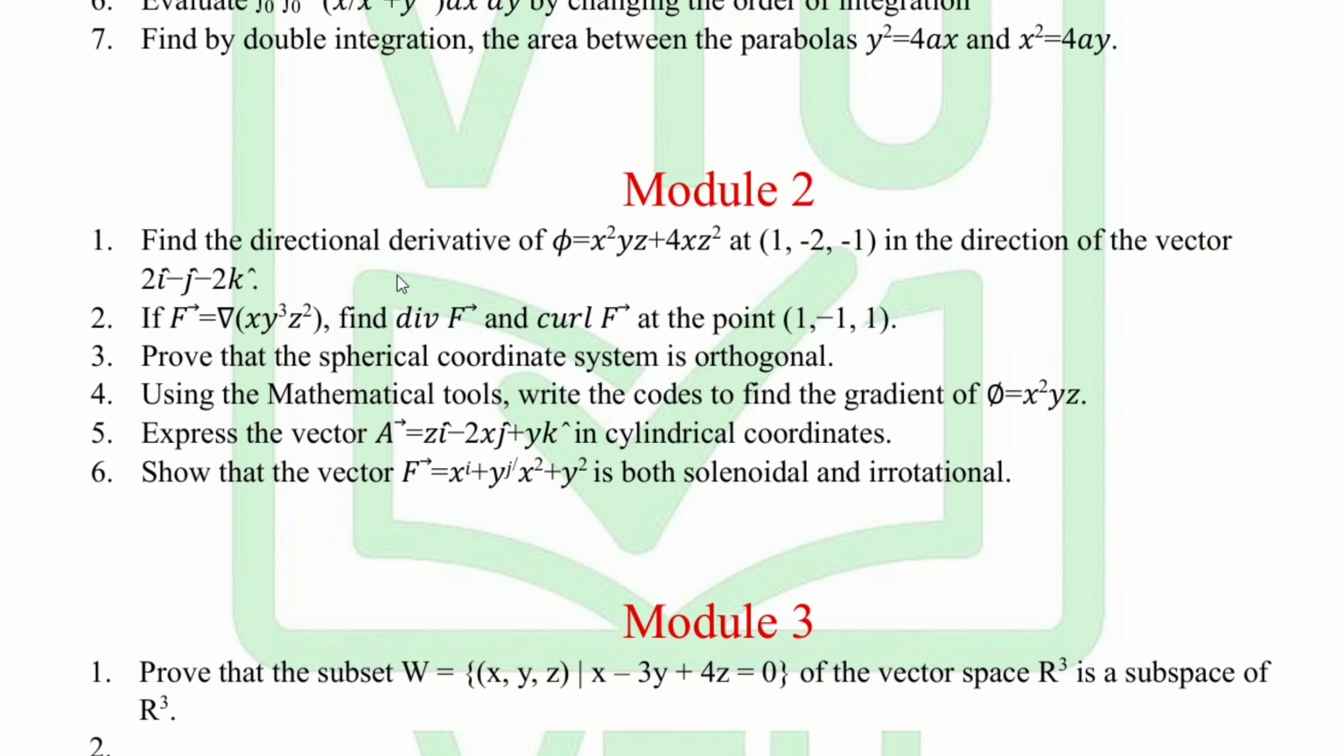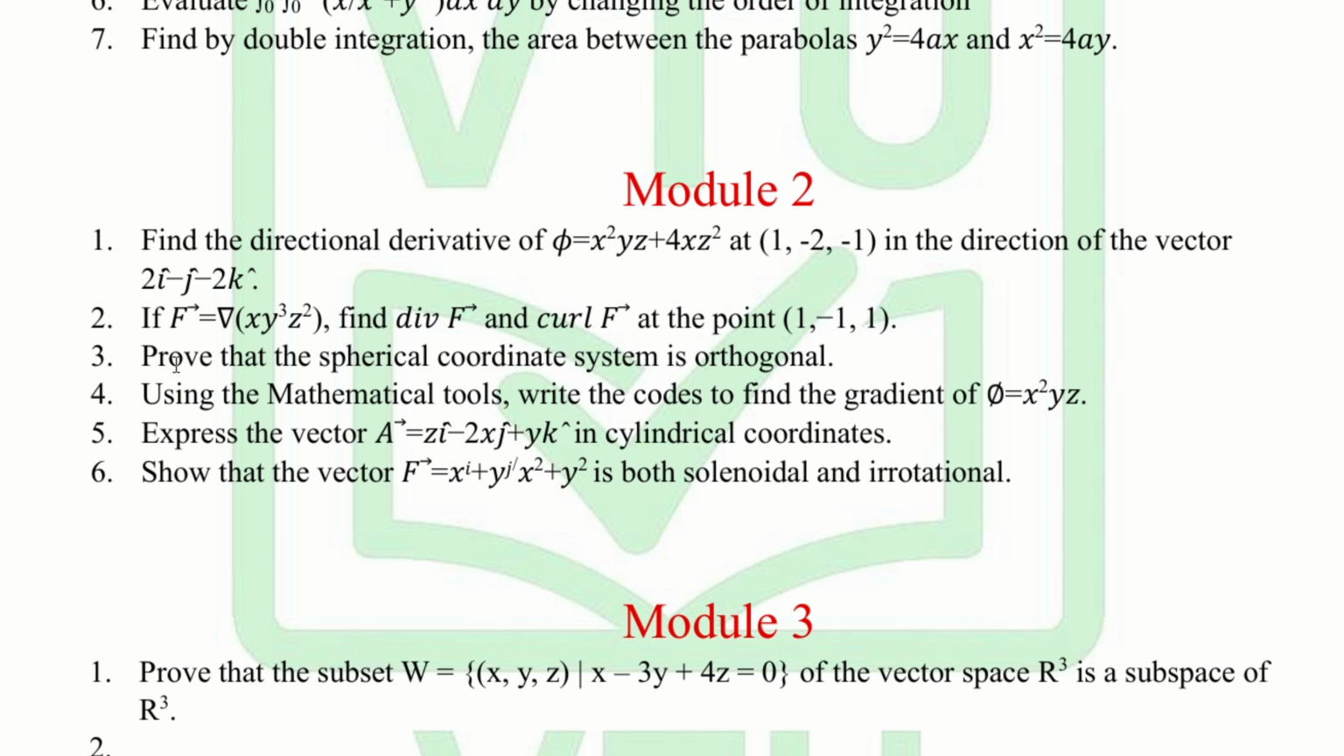The first question is find the directional derivative of phi is equal to x square yz plus 4x z square at 1 comma minus 2 comma minus 1 in the direction of the vector 2i cap minus j cap minus 2k cap. Second question, if the f vector is equal to x into y power y cube into z square, find the divergence of f vector and curl of f vector at the point 1 comma minus 1 comma 1.